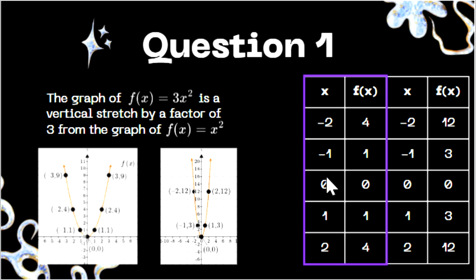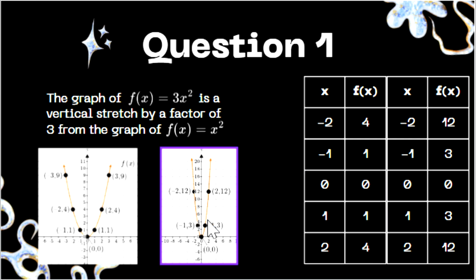You have -2, -1, 0, 1, and 2 for both x points. For the parent function, you have 4, 1, 0, 1, 4. And for the dilated function, which has been stretched up, you have 12, 3, 0, 3, and 12, which makes perfect sense because each of these points has been multiplied by 3. It has a factor of 3. So 4 times 3 is 12. 1 times 3 is 3. Okay, all the way through.